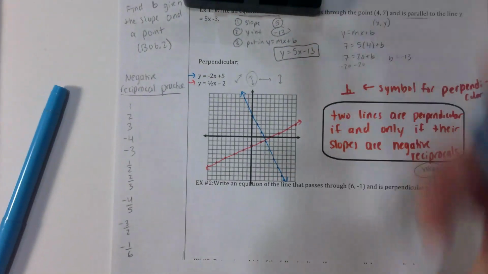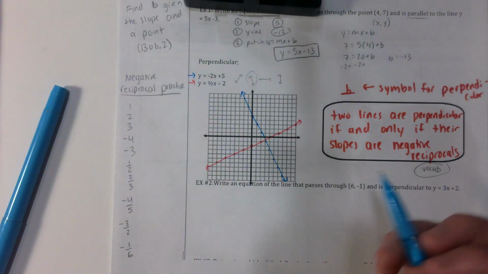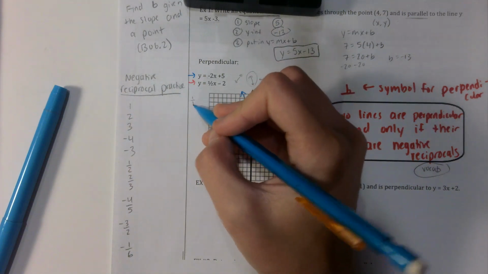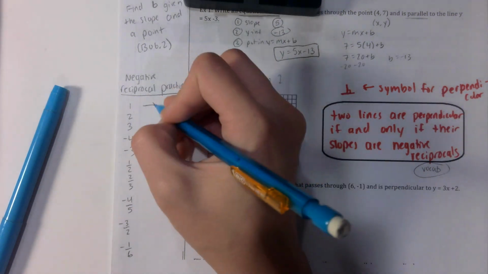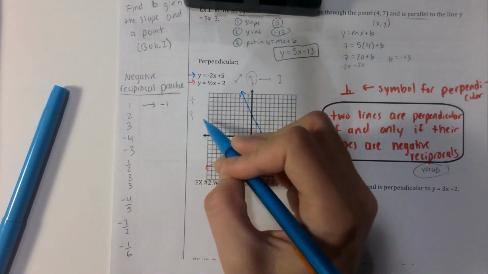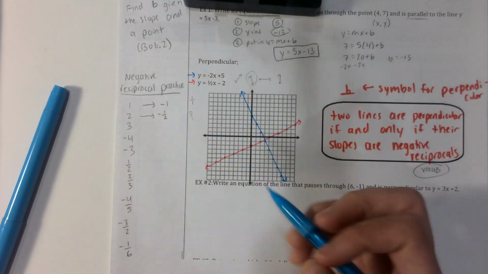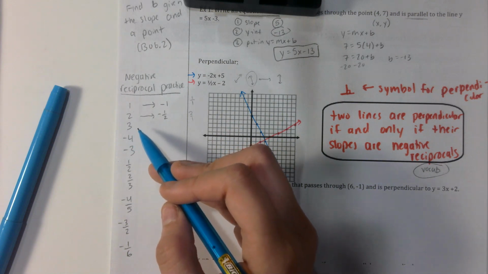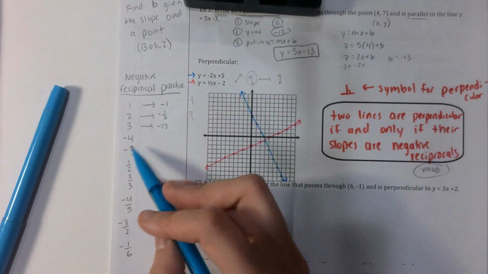Okay, so to take a negative reciprocal, we flip it and we make it negative, right? So when we have a whole number, 1 is the same thing as 1 over 1. So if we flip it, it's still 1 over 1. We just have to make it negative. So it goes to -1. This is the same thing as 2 over 1. So if we flip it, it goes to 1/2, and then we make it negative. Similarly to 3, it's 3 over 1. So we take the reciprocal is 1/3, and then we make it negative. So it's -1/3.